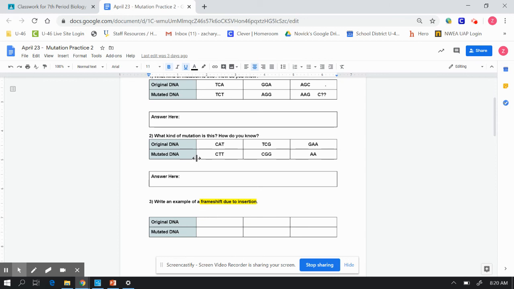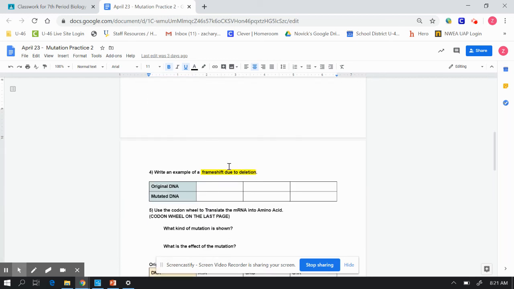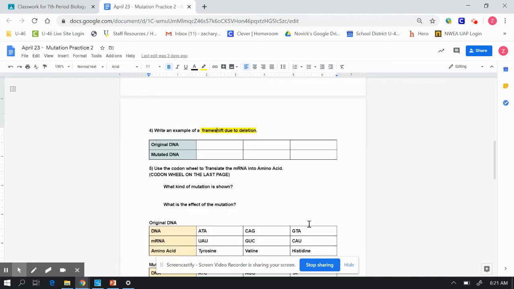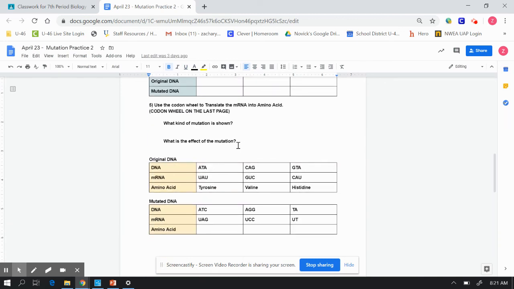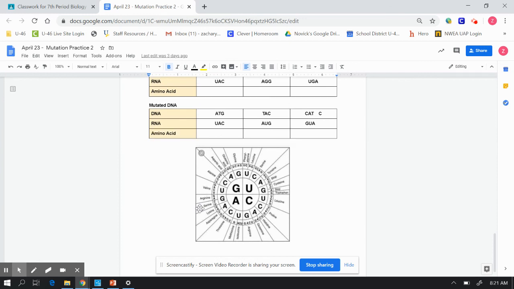Same deal. What kind of mutation is this? Then we ask you to write an example of frameshift due to insertion. So you'll write 3 nitrogen bases or 1 codon in each of these boxes, and then write a mutated DNA showing frameshift mutation due to insertion. Same deal, except show frameshift due to deletion. And then here we want you to really understand what kind of mutation is shown and what is the effect of the mutation. In other words, is there a changed amino acid? There is a codon wheel on the last page for you to use. So here's the codon wheel. Of course, you could just Google search those too.